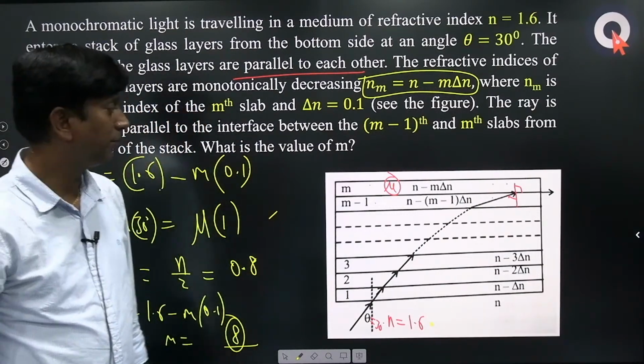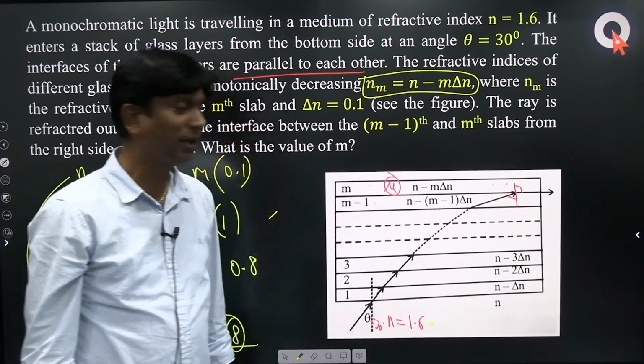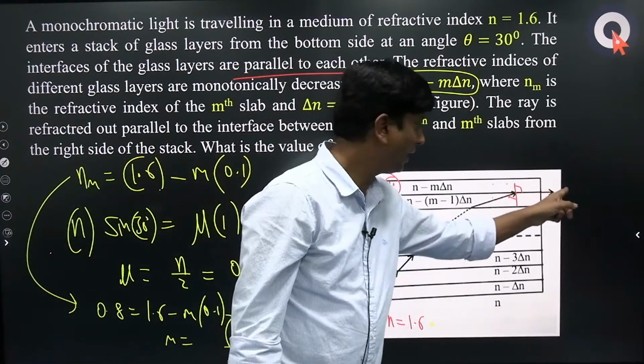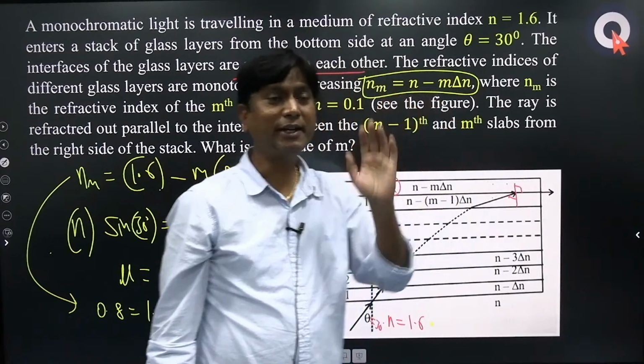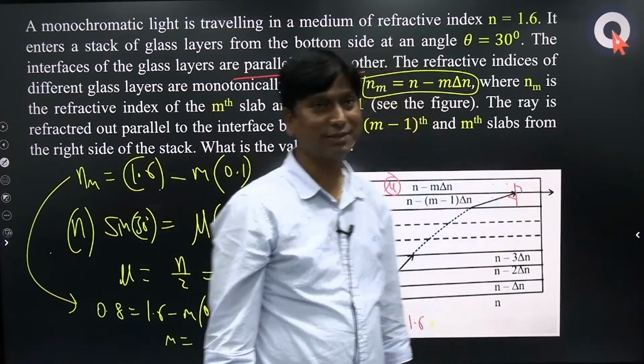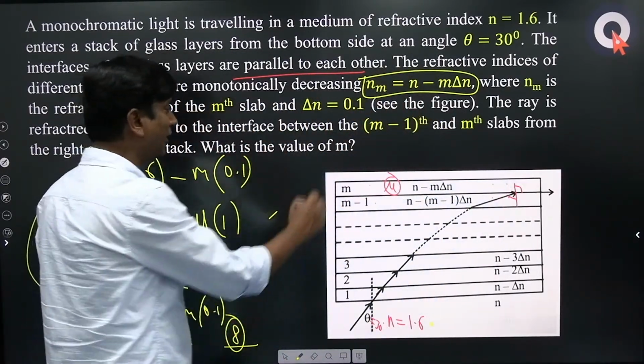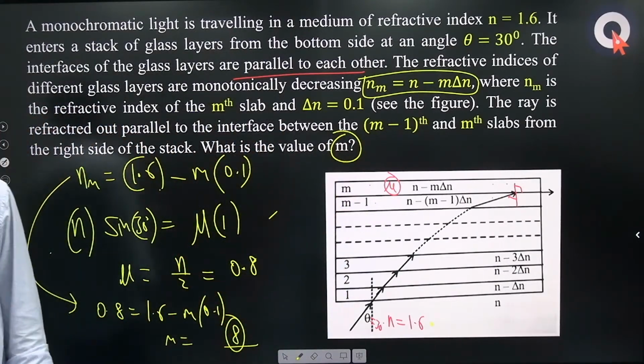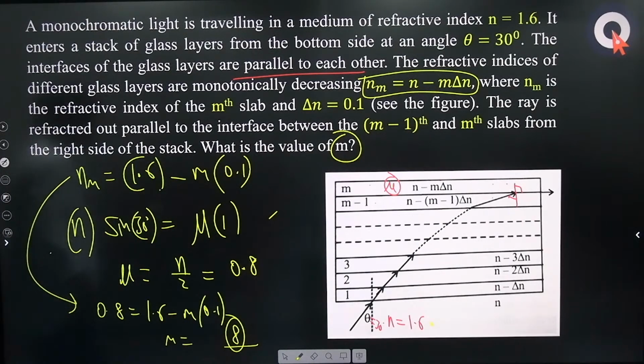So between the 7th and 8th slab, exactly the critical angle will be there. That is why the angle of refraction will be exactly 90 degrees, and it will come out grazing like this. They are asking the value of m only, so m value 8 will be the answer. Okay, so just check it. Hope it is clear to all the students.